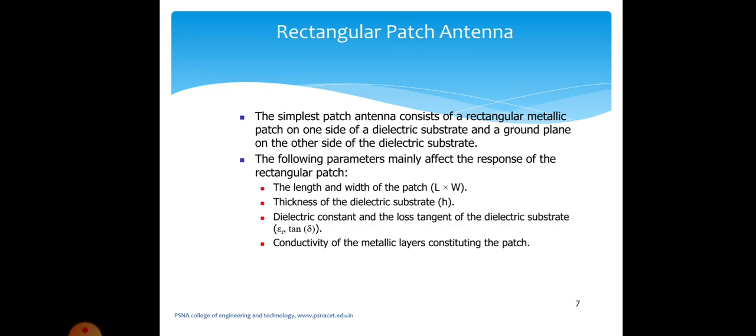So the simplest patch antenna consists of a rectangular metallic plate on one side of the dielectric substrate and a ground plane on the other side. The following are the important parameters that affect the response of the rectangular patch: the length and width of the patch, L and W, the thickness of the dielectric substrate, small h, the dielectric constant and loss tangent, epsilon r and tan delta, and the conductivity of the metallic layers constituting the patch.